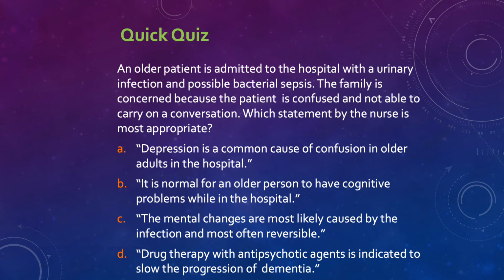B, it's normal for an older person to have cognitive problems while in the hospital. Well, what we just discussed was that it's common for older people to have cognitive problems. That doesn't mean it's normal, so be careful about the language here. It may happen more often for older people, but it is always a sign of a problem, so don't accept it as normal. Accept it as a sign of a problem that often happens with older people.